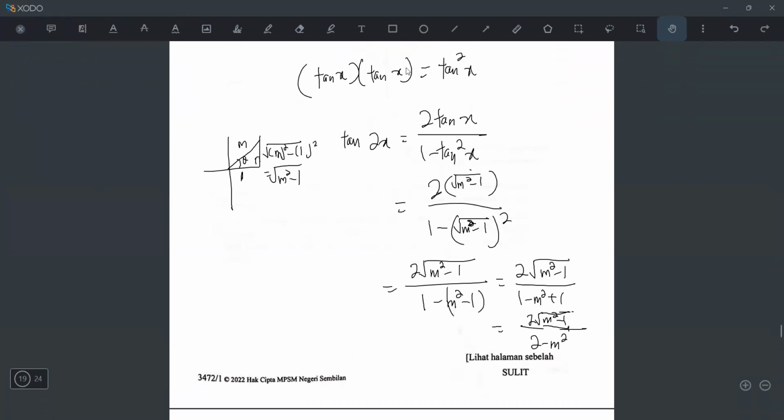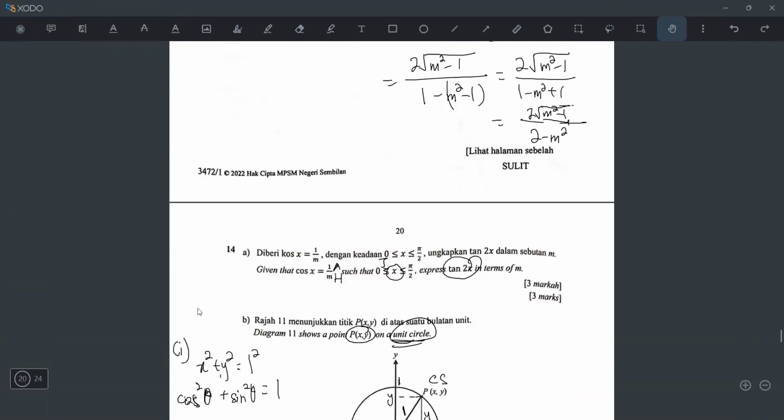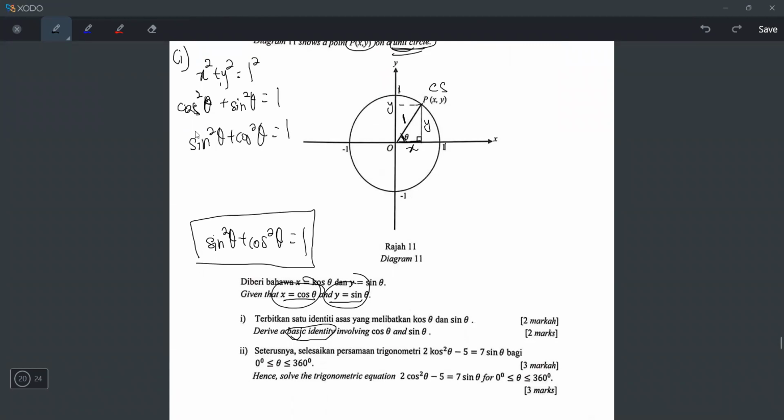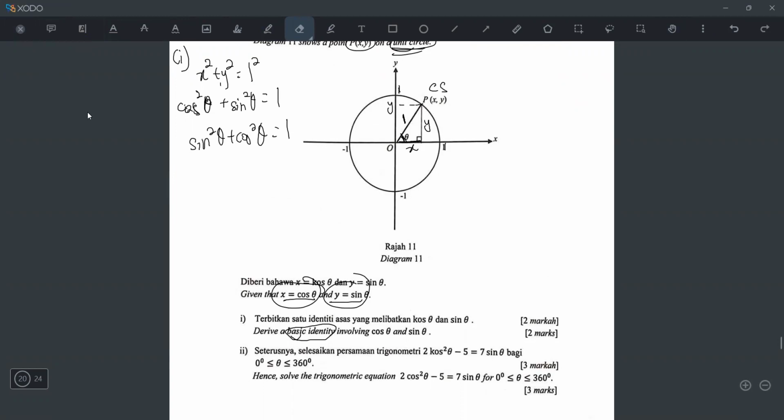When we take tangent x times tangent x, it is tangent x squared, but we don't write the square at the back. We write it at the front. It's wrong to write it at the back. Okay, so now you get your basic identity: sine squared theta plus cos squared theta equals 1. That's how you derive it. And this one you can erase also. That's all.